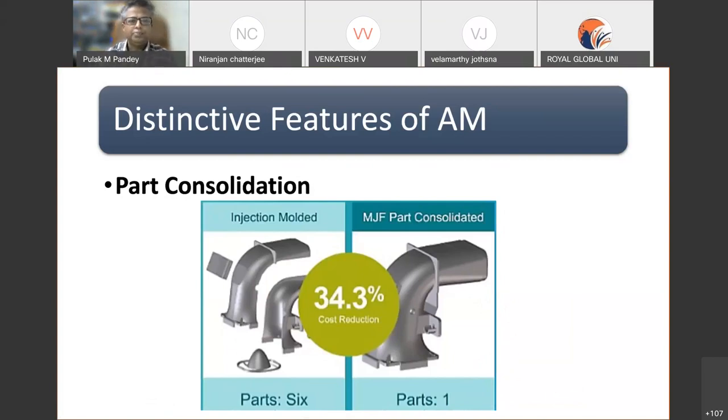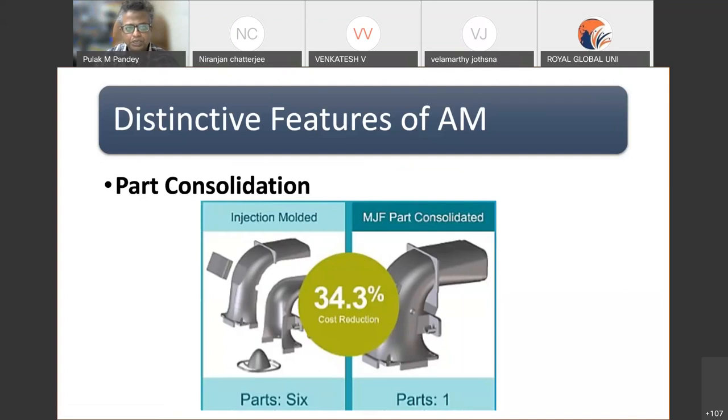Now the part consolidation. If you make an assembly by injection molding, you make 6 components. But if you do it using additive manufacturing, you are doing it in one part. So there's a huge cost reduction. This is called part consolidation. This is again a distinctive feature.